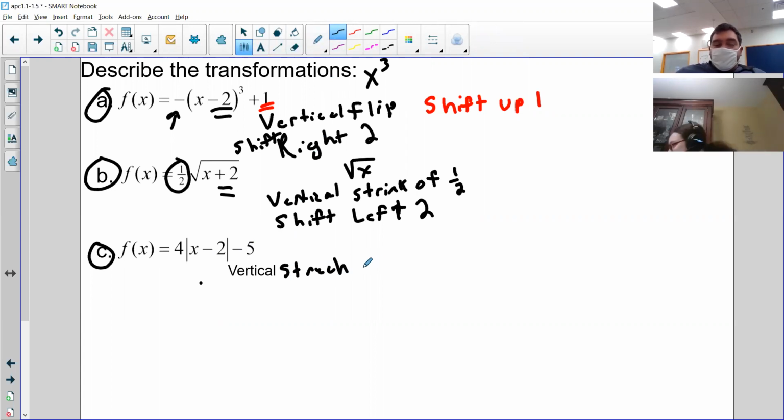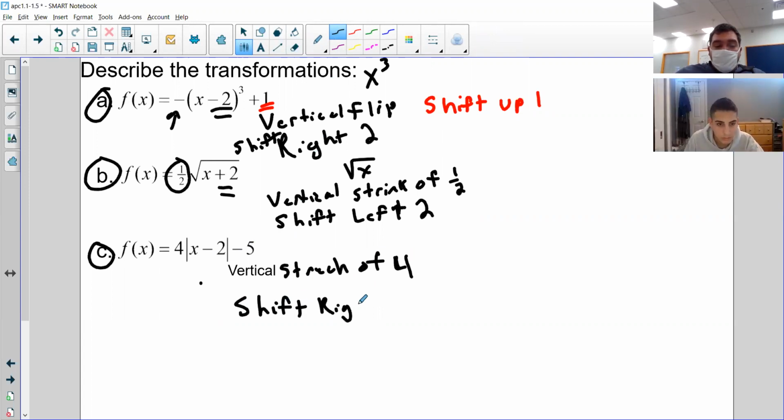By a factor of 4. So you could say of 4. It's a -2 on the inside, so it's a shift, not to the left, but the right. So shift right 2. And the -5, it's going to shift down 5.